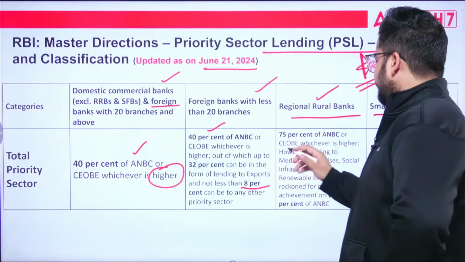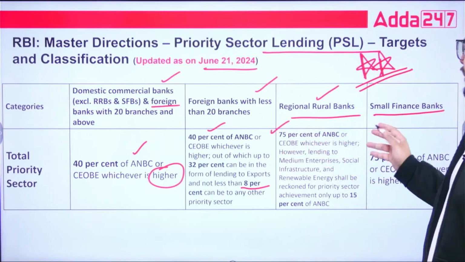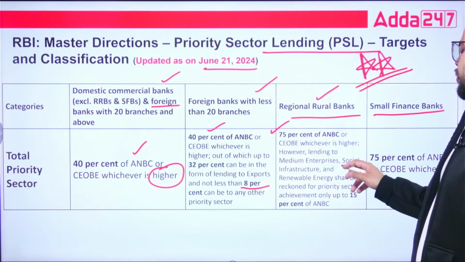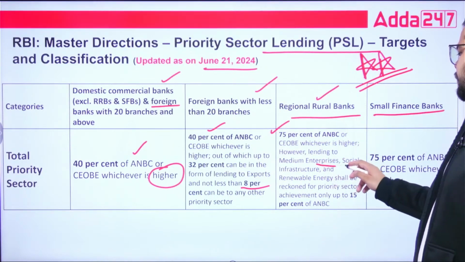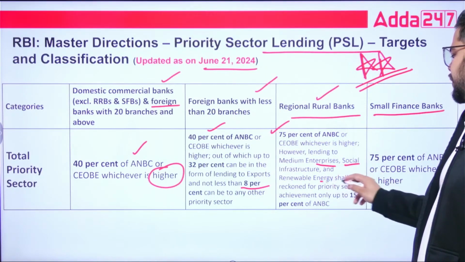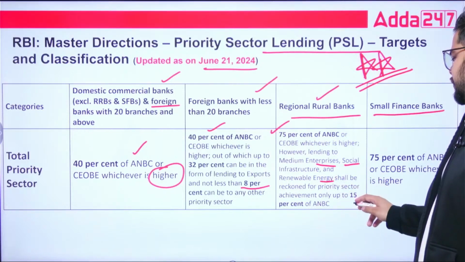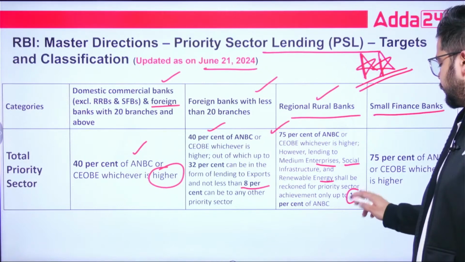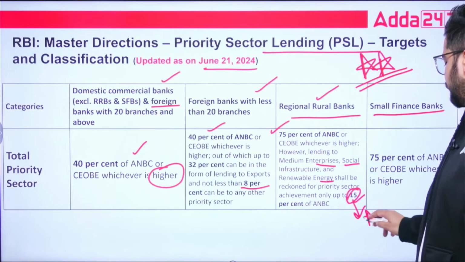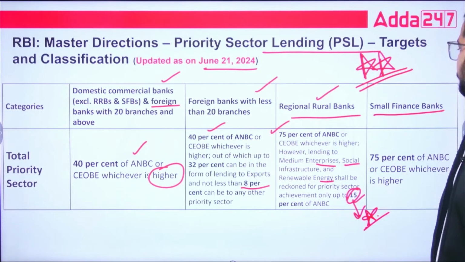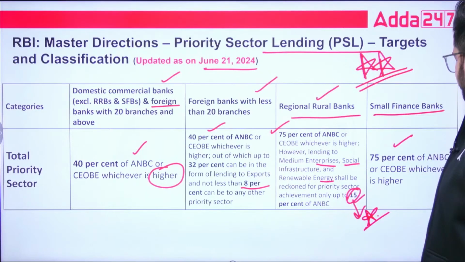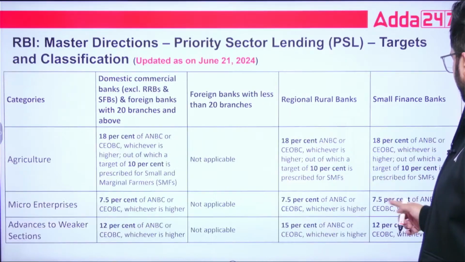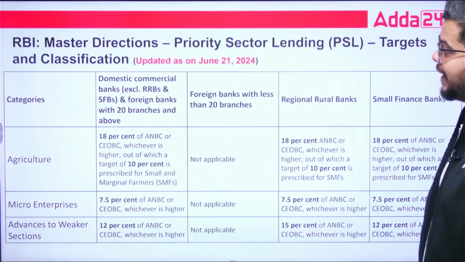RRBs, again 75% for the RRBs, and for lending to medium enterprise, social infrastructure, renewable energy, the priority sector achievement only up to 15%. That is important. This one, renewable energy, only 15% is the limit. Small finance bank, again 75%. Okay. Now the next important one is agriculture.